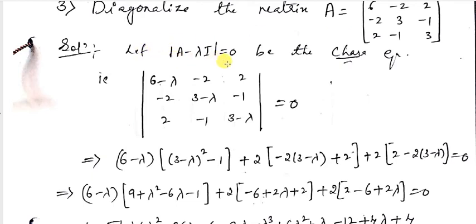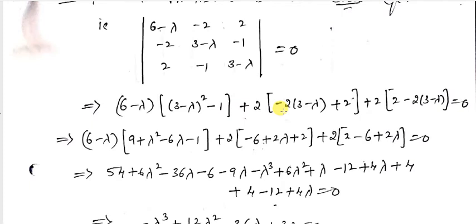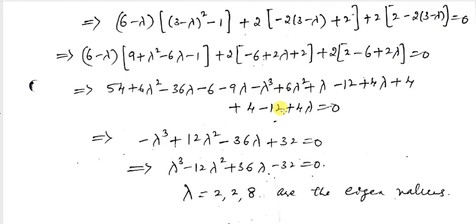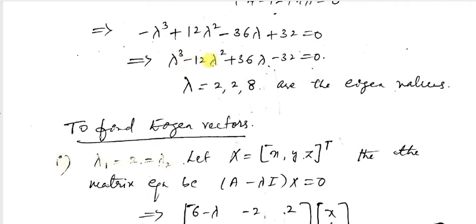Let the determinant of A minus lambda I is equal to 0 be the characteristic equation. That is the determinant of 6 minus lambda, minus 2, 2, minus 2, 3 minus lambda, minus 1, 2, minus 1, 3 minus lambda is equal to 0. Expanding this determinant using the cofactor formula with respect to the first row reduces to a cubic equation, that is lambda cube minus 12 lambda square plus 36 lambda minus 32 is equal to 0. Solving, we get the roots 2, 2, 8, which are called the eigenvalues.